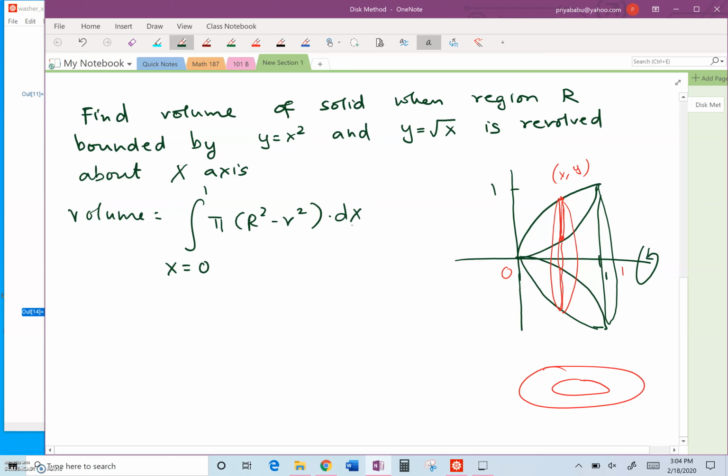We need to identify the capital R and small r. So this whole thing is the capital R. This part is the capital R, and this part is the small r. So we have pi, and capital R is the y value of the upper function. We'll write the y value of the upper function minus the small r, which is the y value of the lower function with respect to x. So I'm going to rewrite the y value of the upper function, the square root function.